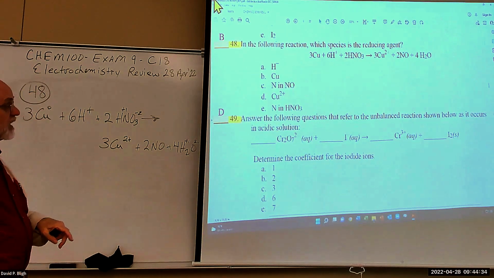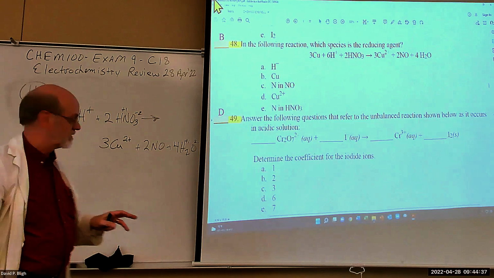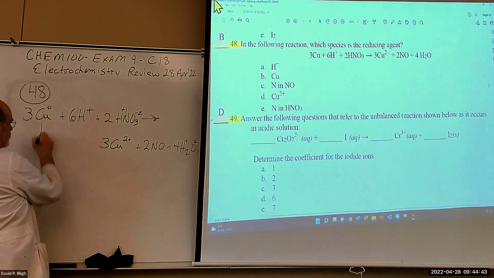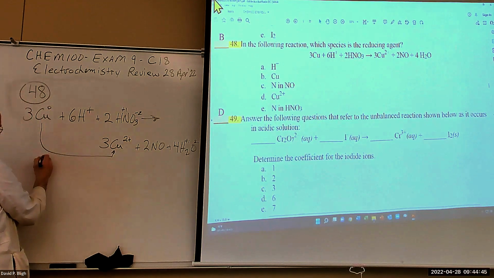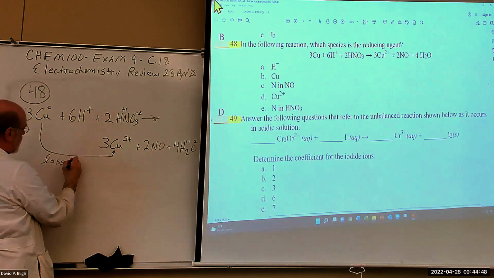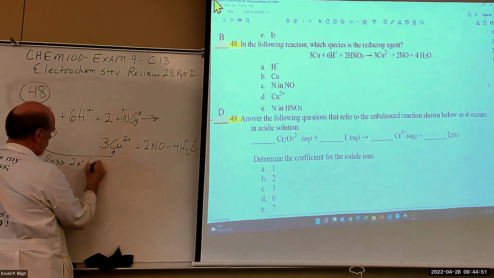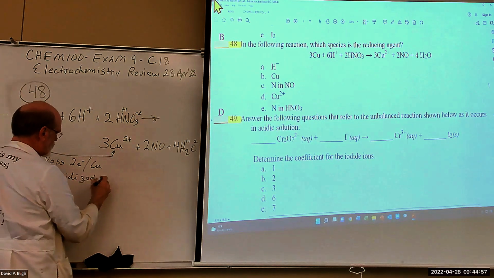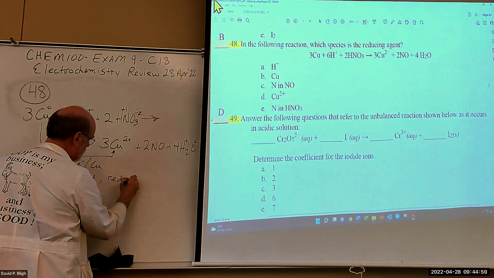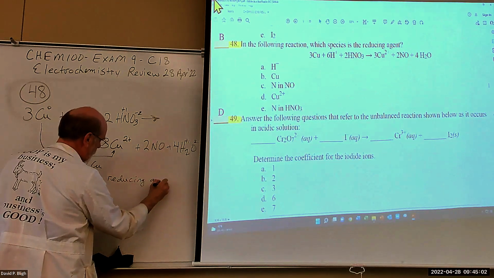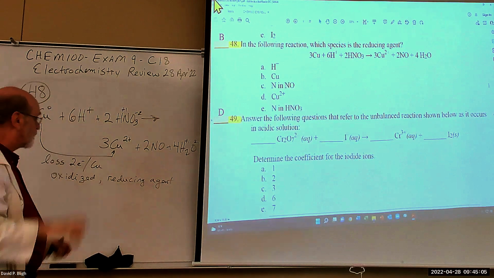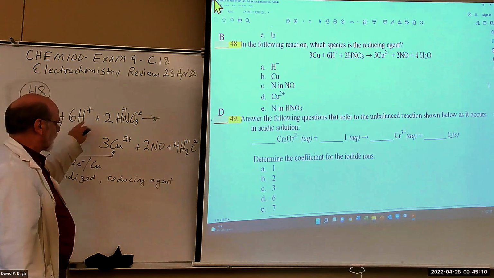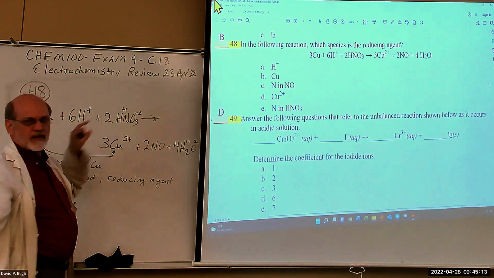I think we can save ourselves a lot of trouble. Which one is oxidized? Copper goes from 0 to 2 plus. Right? It has a loss of 2 electrons per copper. It is oxidized, which makes it the reducing agent. We can figure out which one is reduced. Hydrogen is not reduced, the oxygen is not reduced. So I would focus on the nitrogen.